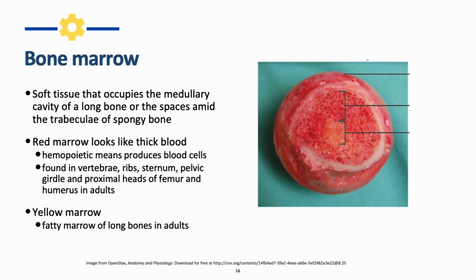Red bone marrow is primarily found in the vertebrae, the ribs, the sternum, the pelvic girdle, and the proximal head of the femur and the humerus. The shafts of long bones are pretty much filled with yellow marrow, which is a storage site for lipids that we can use for energy, so fat tissue.